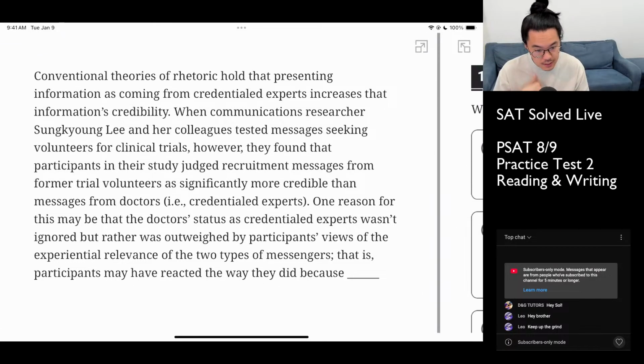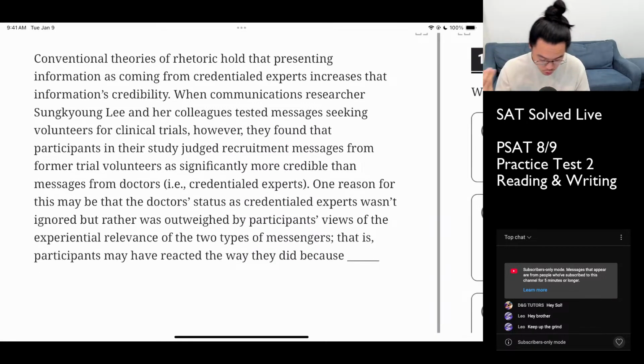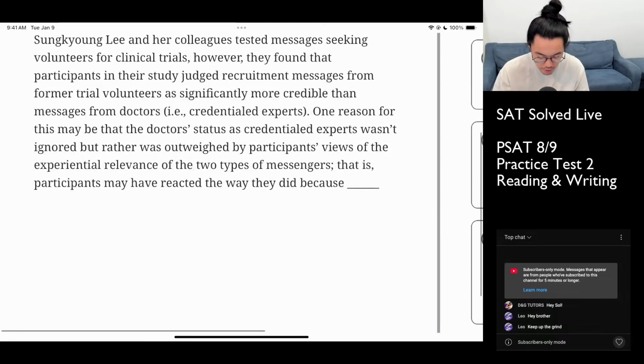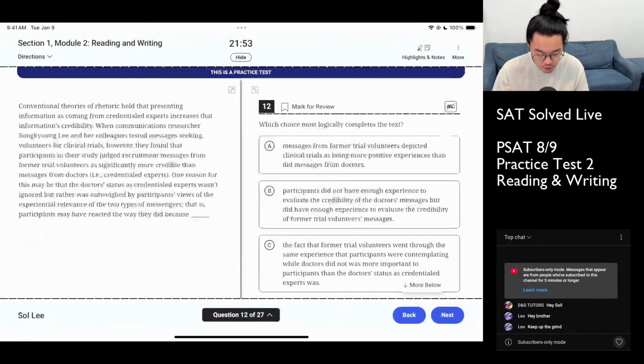Conventional theories of rhetoric hold that presenting information as if it's coming from experts increases the credibility. Got it. Tested the seeker's clinical trials. Okay. Significantly more credible than messages from doctors. Former volunteer. Okay, the volunteers are not the experts. One reason for this is that the credentialed experts, they didn't ignore it. It was just outweighed by the view of the experiential relevance, because the volunteers are more relevant.